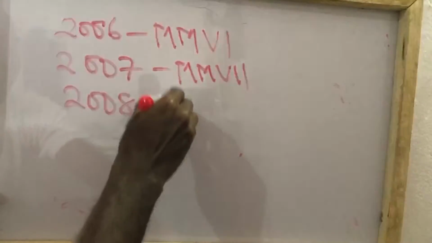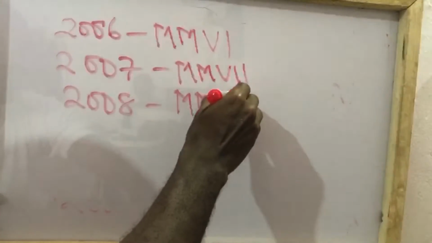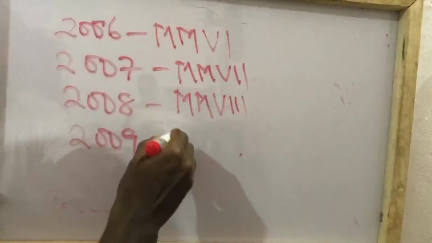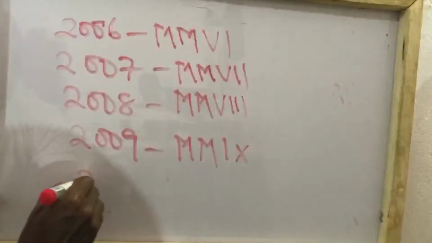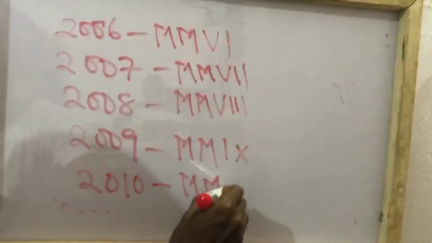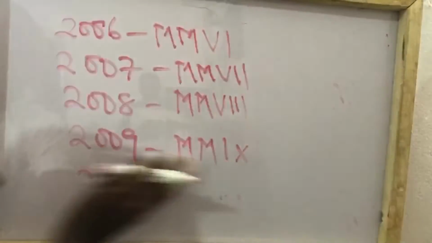2008 will be MMVIII. 2009 will be MM9 is IX, so MMIX. 2010 will be MM10 is X, so MMX.